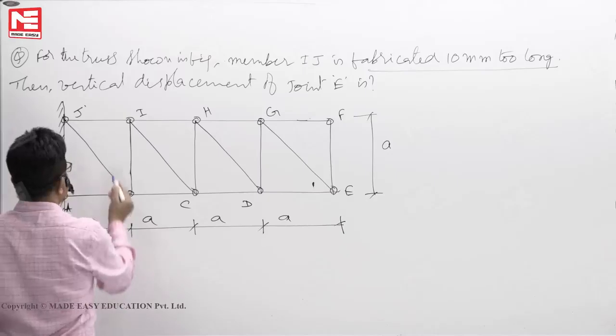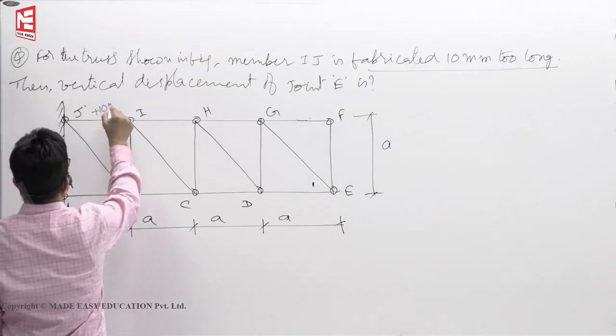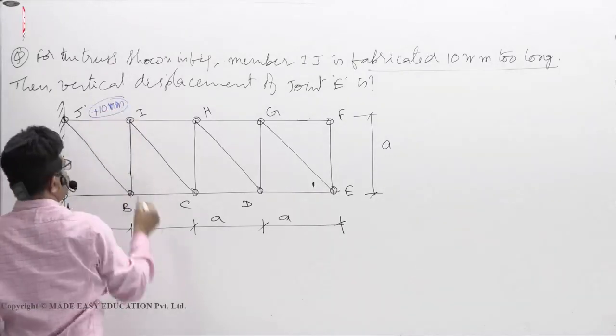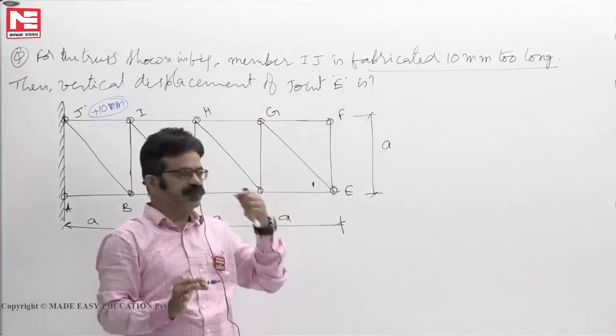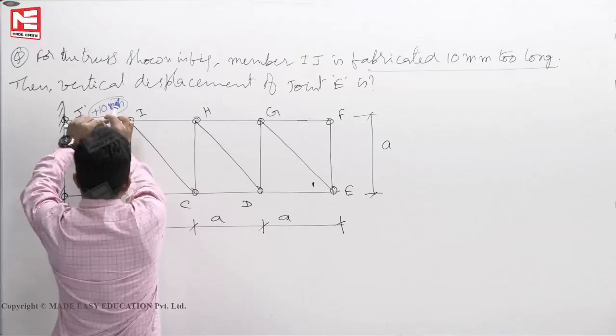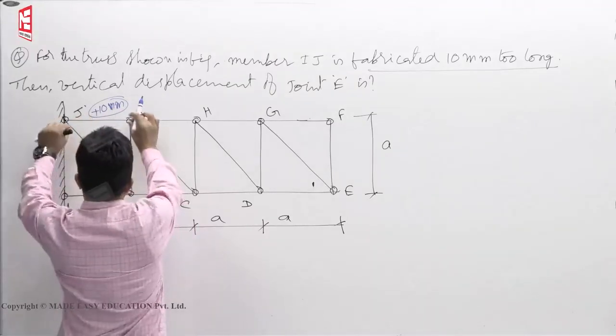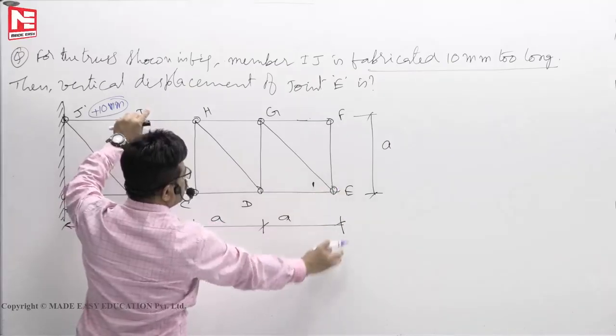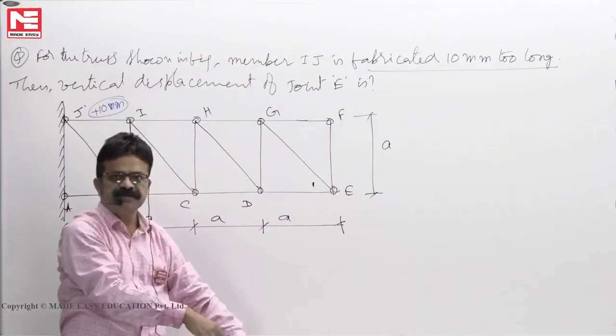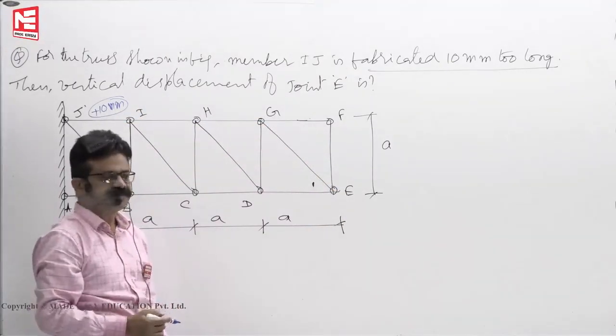That means it is 10 mm too long, plus 10 mm, which implies that all other members are not fabricated either long or short. They are correct only. If this is the IJ member, instead of A, plus 10 is there, say 10 mm extra, will the joint go down or up? Now it will go down. How much it goes down is the question.